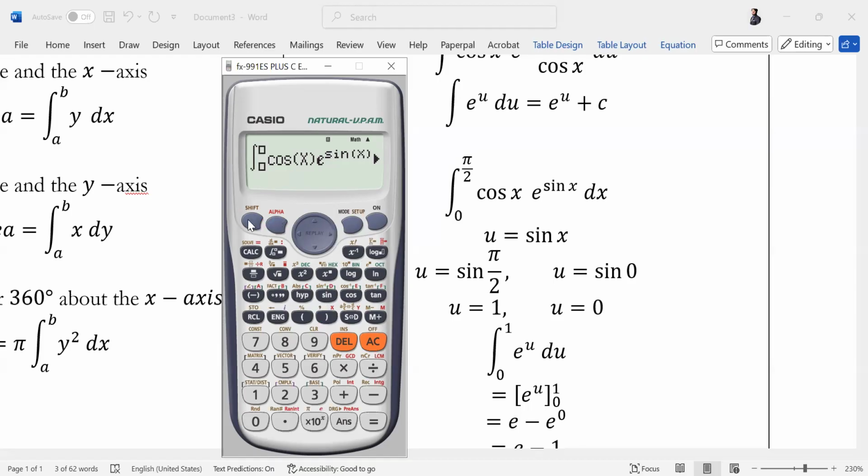The upper limit is pi by 2 and the lower limit is 0. Makes sense? I'm just trying to check. This is the value that I end up getting, 1.71828. So if I take my e, which is alpha, and this e minus 1, do I get the same value? Obviously, the answer does not change. Make sense? समझ आ गया?